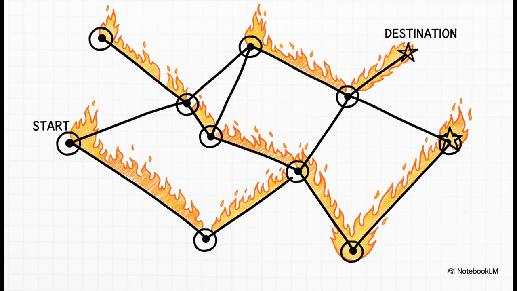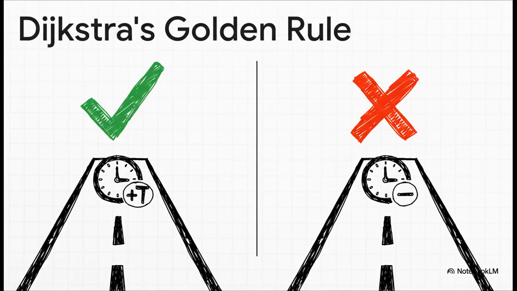Now, this fire spreads out in all directions, but, and this is the clever part, it travels faster along roads that are quicker, with less traffic or shorter distances. It always explores the closest unburnt spot first. That's a guarantee that the very first time the fire reaches your destination, it got there by taking the absolute shortest path possible.